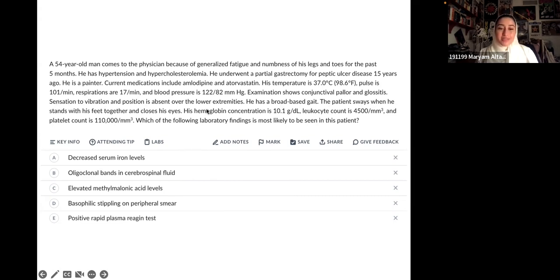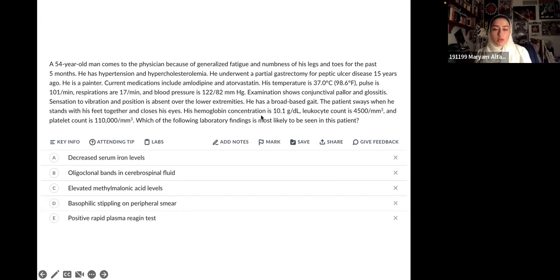Sensation to vibration and position is absent over the lower extremities. He has a broad-based gait. Patient sways when he stands with his feet together and closes his eyes. Do you guys know the name of this test when you ask them to close their eyes and stand with their feet together? Romberg test, you're right. Okay, so this patient has his hemoglobin is 10.1, which is anemic.